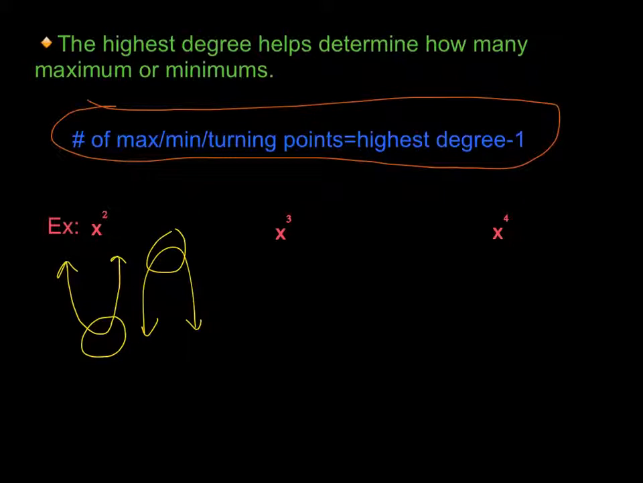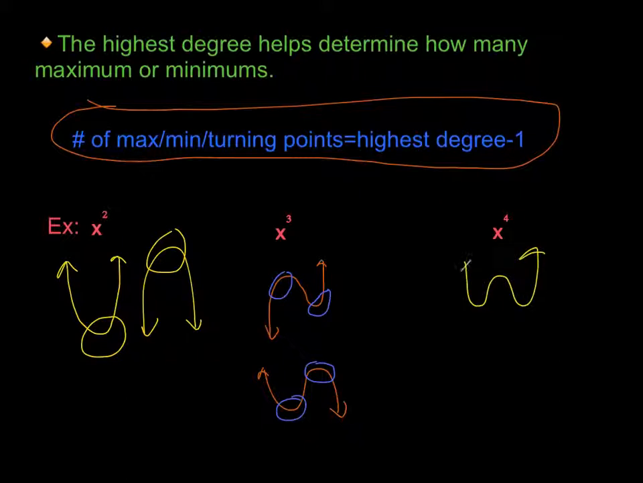Same thing with x cubed. I'm going to exaggerate the x cubed graph. So you have two places where it's changing from increasing to decreasing. And same thing if you go the other way, you still have two turning points. If I have an x to the fourth graph, and it's not just a plain x to the fourth, it could be x to the fourth plus 2x cubed, whatever it is, you have 3 turning points. So there's one less turning point than there is degree.